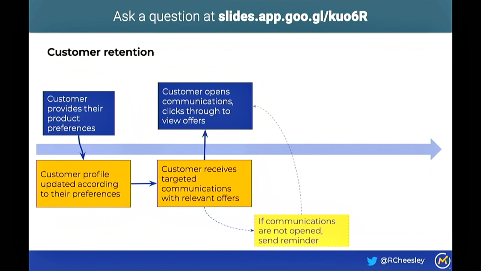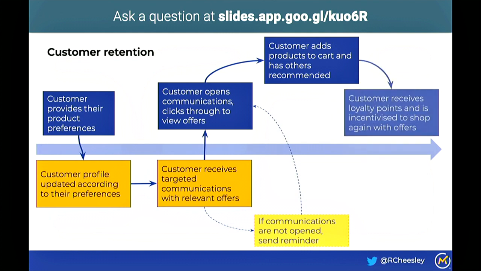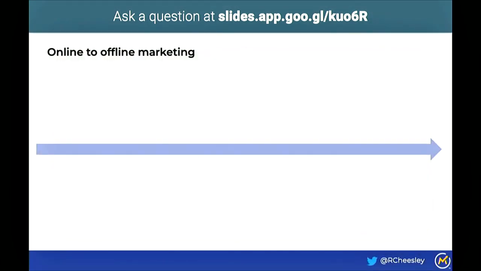And then they click through to the offers. And again, if they don't click through, you could send them a reminder. They add the product to the cart, and based on that information, you could show them other relevant products. And then you could also integrate a loyalty system, so that you incentivize them to come back and buy again. So the customer profile builds up, you start to learn more about what they're interested in, so you can use that information to send them more targeted material.